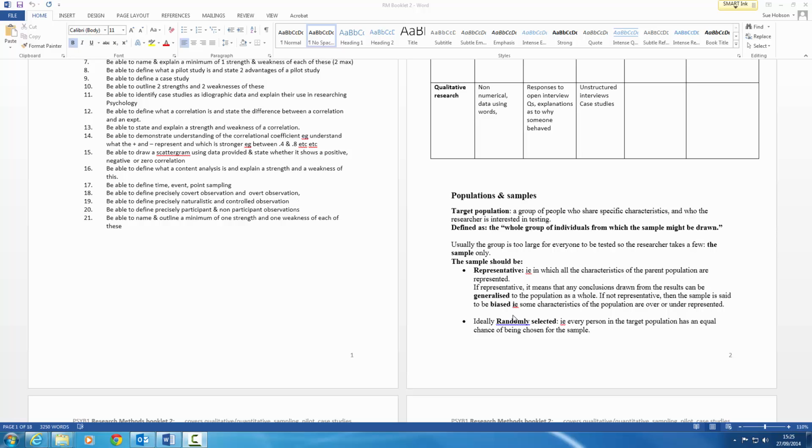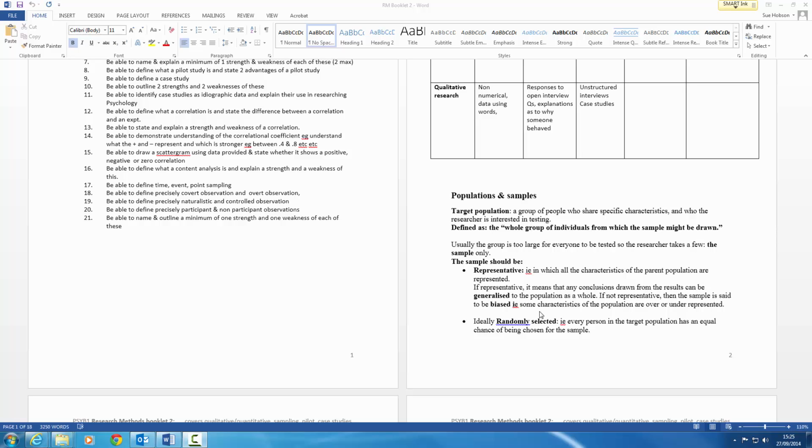If it isn't, then obviously we can't generalize to the population as a whole. We would be saying that those results are only applicable to a certain group in that population, a certain group of Fram College students, and yet we're trying to say that our results apply to all Fram College students.